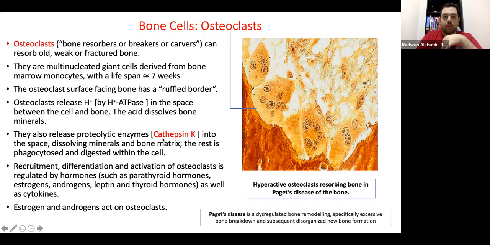Of course, this process of osteoclast activity is controlled by many hormones. Most important is the parathyroid hormone, and there are around 4 slides about this specific hormone, so we will talk about that later.